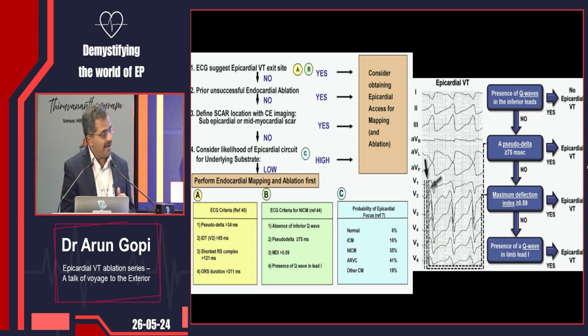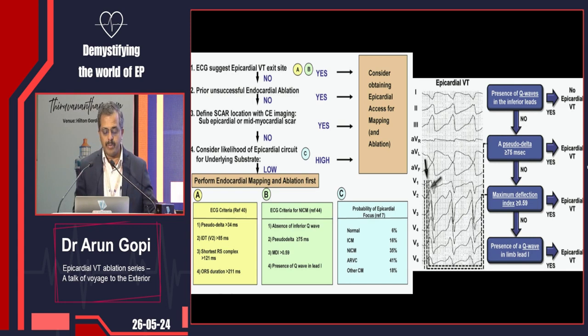That's primarily when you have a pseudo delta wave, like in the beginning part of the VT, of more than 34 milliseconds. If the QRS is really broad, you have a slurred upstroke of the QRS in the VT. You have an intrinsicoid deflection time of more than 85 milliseconds. These criteria are well described. The shortest RS of more than 121 milliseconds and the overall QRS duration of more than 211 milliseconds. These are all criteria which suggest there could be an epicardial VT. Primarily, there would be absence of Q waves in the inferior leads and presence of a Q wave in lead 1. So if on ECG you think of this, prepare yourself for epicardial access.